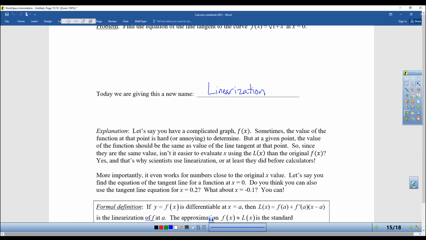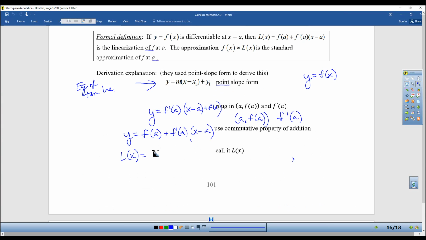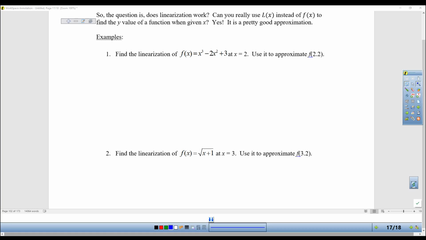This is awesome. This means you have literally already learned this topic. Despite the new fancy notation, this is just the equation of the tangent line. So find the linearization, fancy code for find the equation of the tangent line.